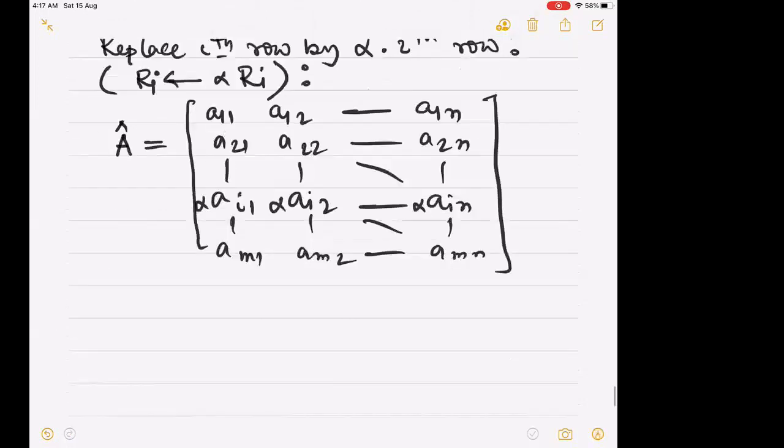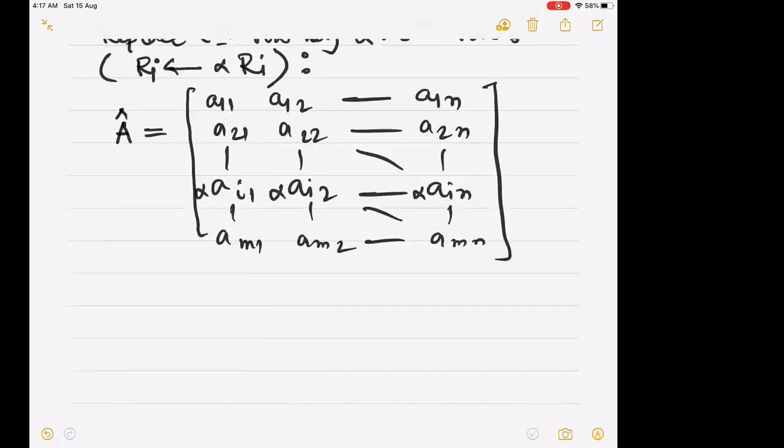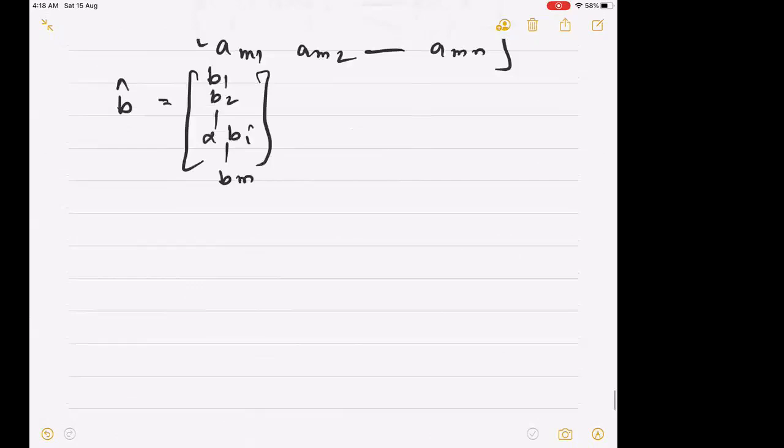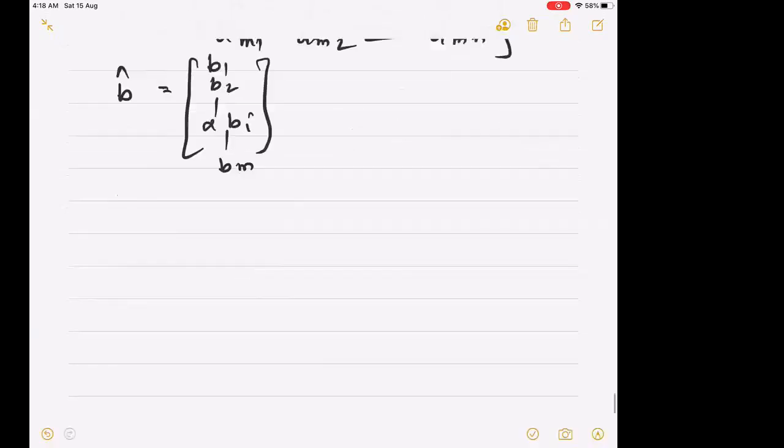Correspondingly, when I do this to b, b hat will change to b1, b2, dot dot dot, alpha times bi, and then dot dot dot, bm. This is going to be b hat. How do I know that this A hat, b hat is equivalent to my original system? Notice that the corresponding matrix M is going to be the following. Matrix M, let us notice.